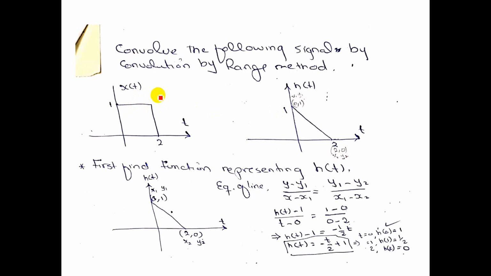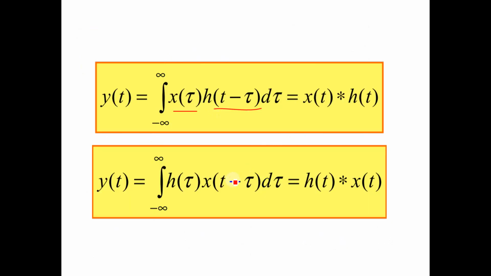So I will try to keep this difficult or complex signal constant, means without flipping, and I'm going to flip this signal here. So basically I'm going to use this formula here. Okay, the second one here. Clear?